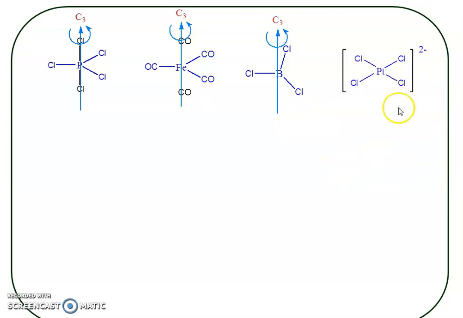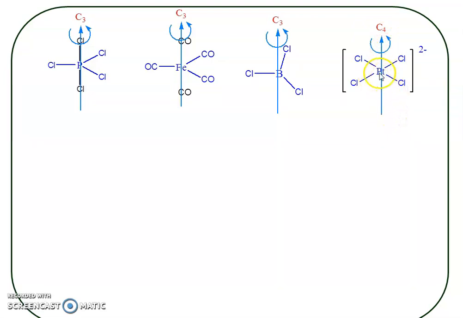Another example, platinum tetrachloride anion. So this is a square planar molecule. In this molecule, when an axis passes through platinum at right angle to the plane of this molecule, then this axis is the C4 principal rotational axis.